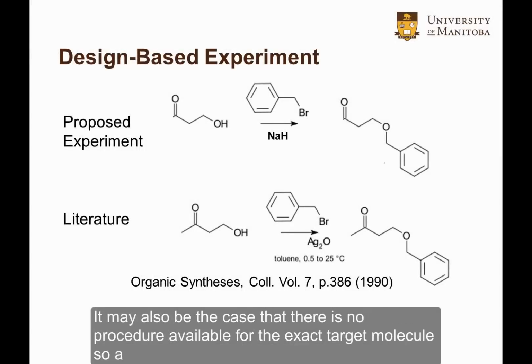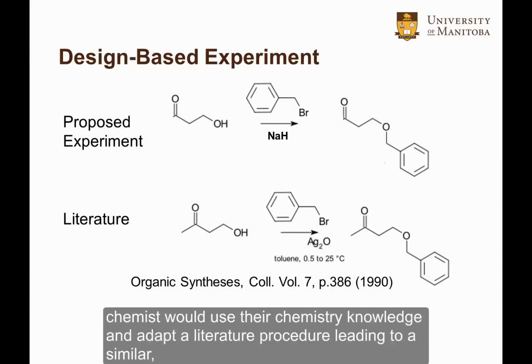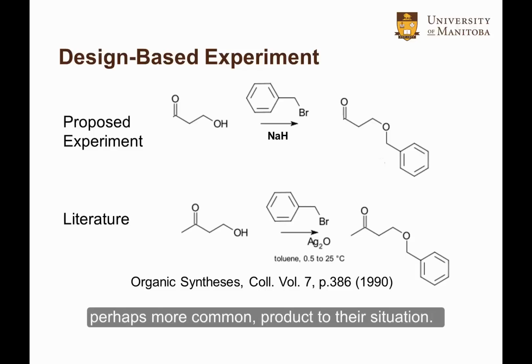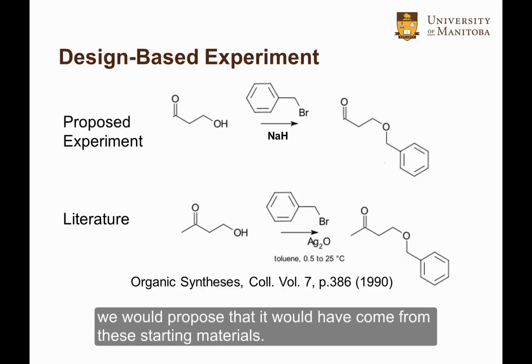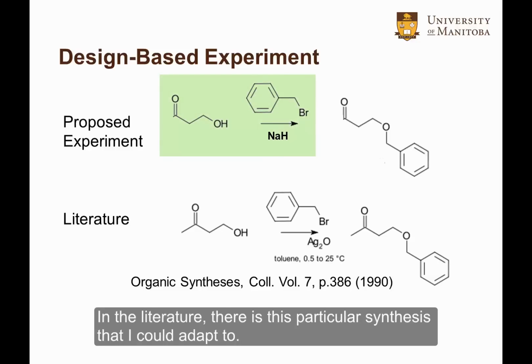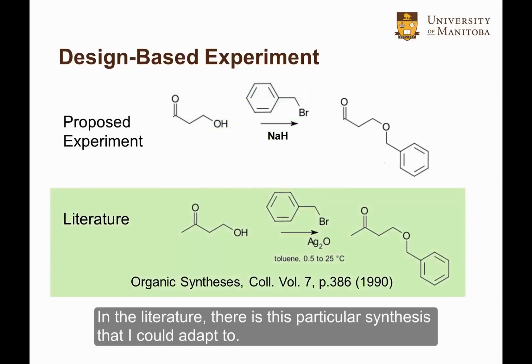It may also be the case that there is no procedure available for the exact target molecule, so a chemist would use their chemistry knowledge and adapt a literature procedure leading to a similar, perhaps more common, product to their situation. So for example, let's say we're trying to make this particular ether, and using our nucleophilic substitution reaction knowledge, we would propose that it would have come from these starting materials. In the literature, there is this particular synthesis that I could adapt to.